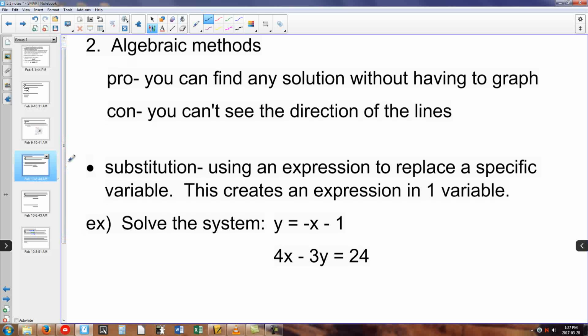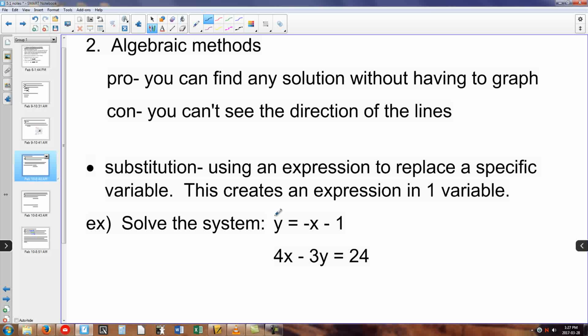Algebraic methods, there's a couple. We can solve anything algebraically or find out if there's a solution at least. But the problem with that is that sometimes when we do this algebraic approach, we still don't know what the picture looks like or where the lines are crossing. We know where they are, but what are they doing prior to crossing? One of the ways we can do this is by substitution.